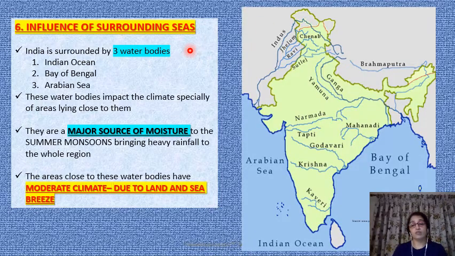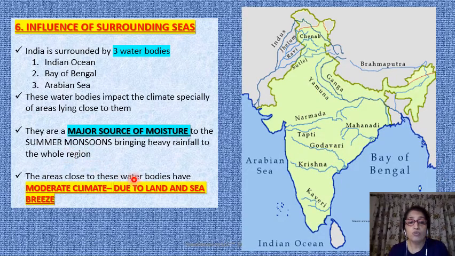The influence of the surrounding seas. India is surrounded, I put the map of India for you. I put all the rivers just for you to see. India is surrounded by 3 water bodies: the Arabian Sea to the west, the Bay of Bengal to the east, and the Indian Ocean to the south. These water bodies impact the climate, especially of areas lying close to them. The coastal areas are definitely affected by these water bodies.